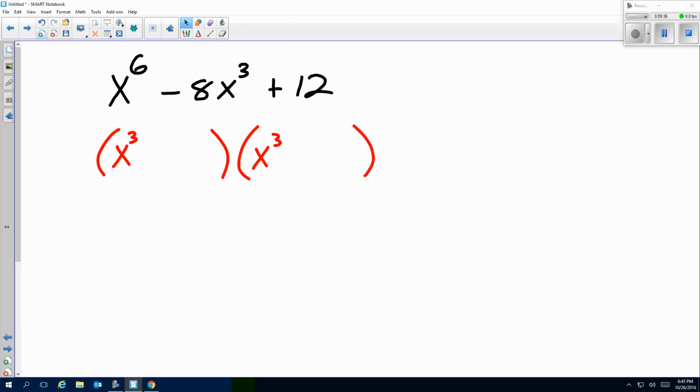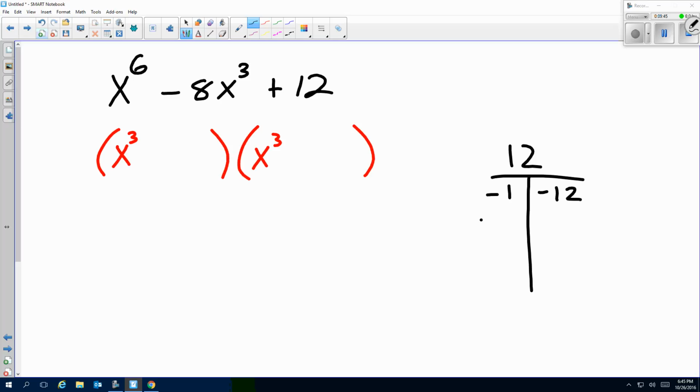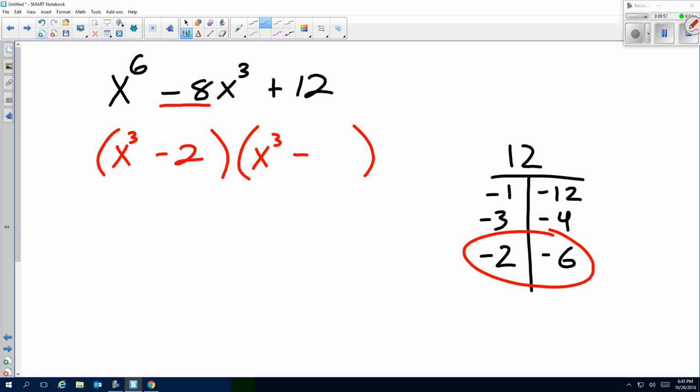You should be getting tired of hearing me say this by now, but let's talk about positive 12. Well, positive 12 breaks into negative 1 and negative 12. It also breaks into negative 3 and negative 4. And it also breaks into negative 2 and negative 6. We want to add up to become negative 8. Let's go with negative 2, negative 6. Okay? If you don't trust me, you think I'm crazy, you think I'm making stuff up, let's check the math.